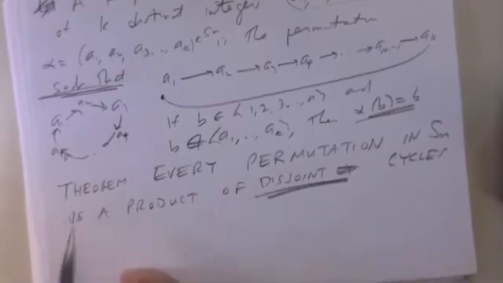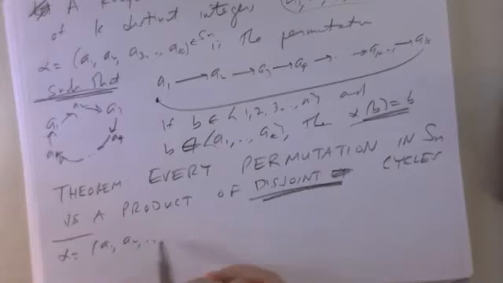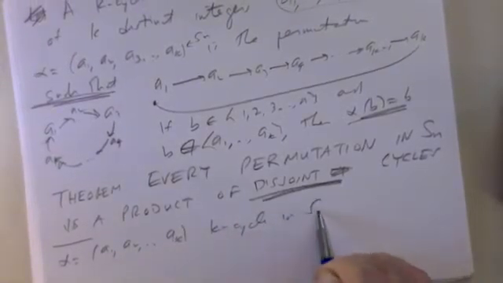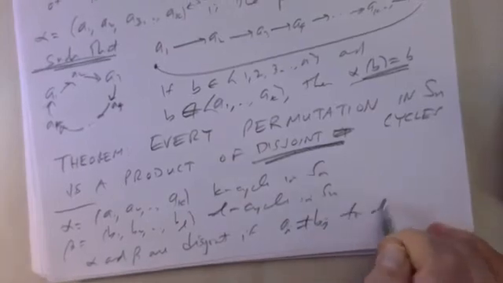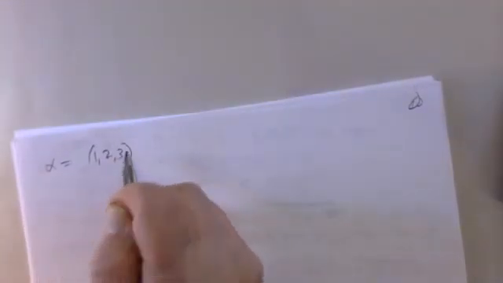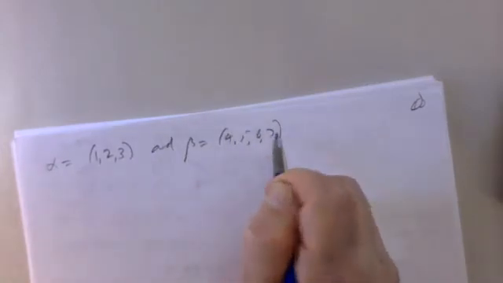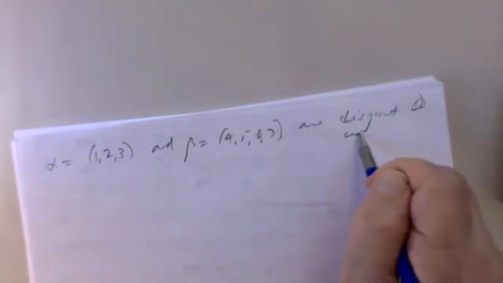So what does it mean for cycles to be disjoint? Suppose alpha is a k-cycle in S_n, and say beta, with entries b1 up to b_l, is an l-cycle in S_n. Alpha and beta are disjoint means the numbers, the a's, are different from the b's: a_i is different from b_j for all i and j. For example, alpha equals (1 2 3) and beta equals (4 5 6 7) are disjoint cycles.